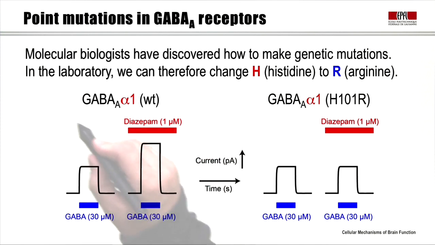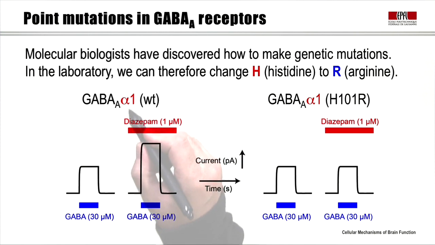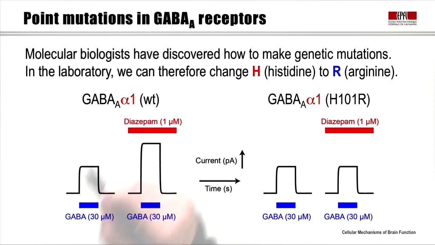And so here we're expressing wild-type GABA alpha 1 subunit together with a beta and a gamma subunit, and apply GABA, and we see a nice GABA-mediated chloride current. In the presence of diazepam, that's the benzodiazepine Valium, which we apply at 1 micromolar, now when GABA is applied, the GABA-mediated currents are much larger. That's the potentiating effect of benzodiazepines upon the GABA A receptor.